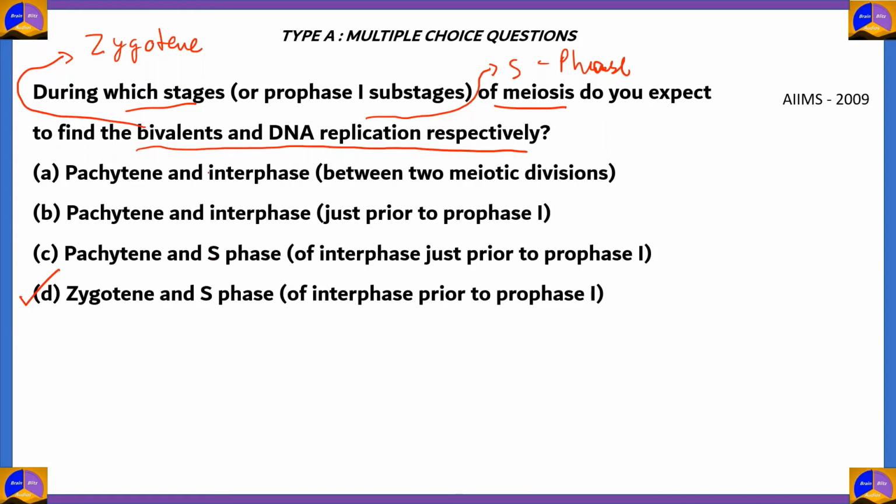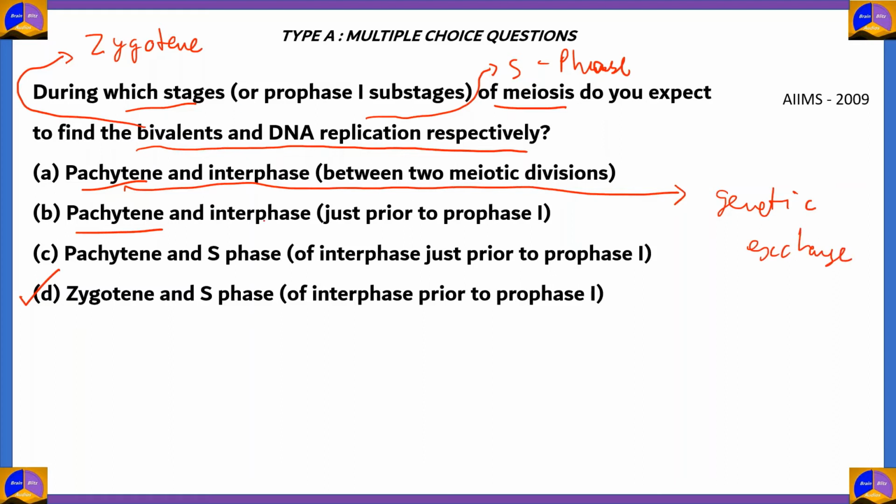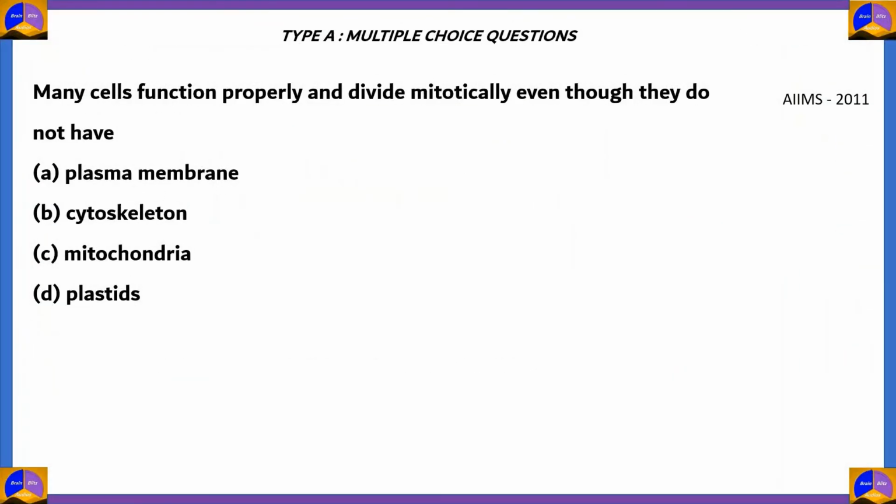In options A, B, and C, the first option is pachytene. So it says that bivalents are found in pachytene. But in pachytene, what you find is the exchange of genetic material. And DNA replication is only found in S phase, but in options A and B, it's written interphase. So options A, B, and C are therefore incorrect. Next question.